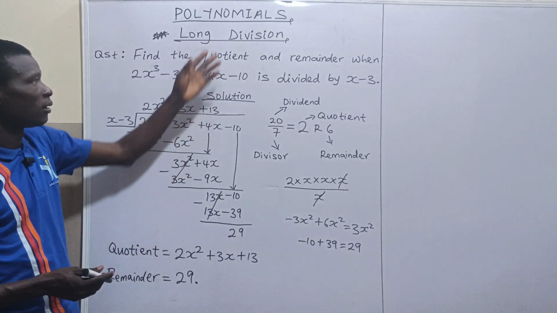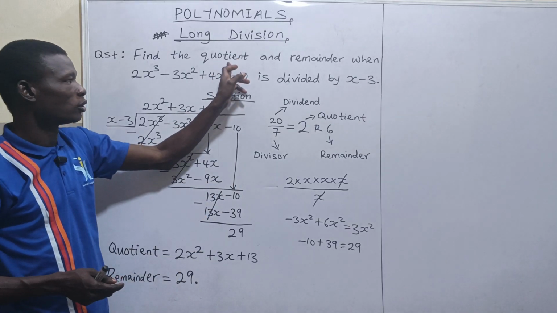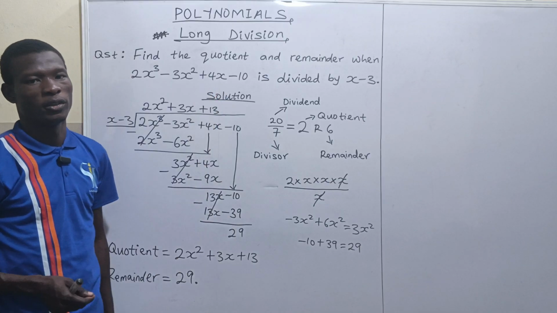So that is the long division method for you for finding the quotient and remainder of two polynomials.